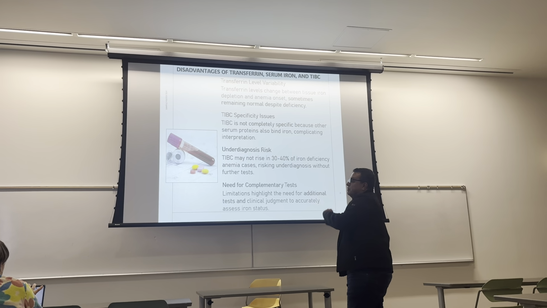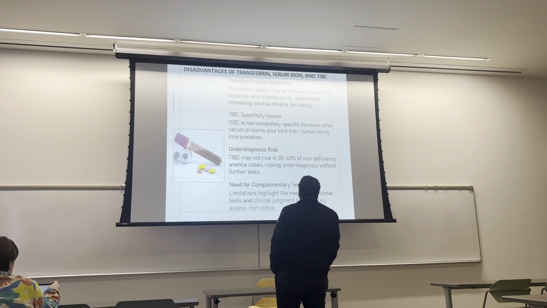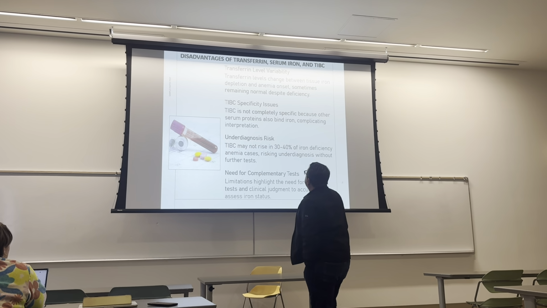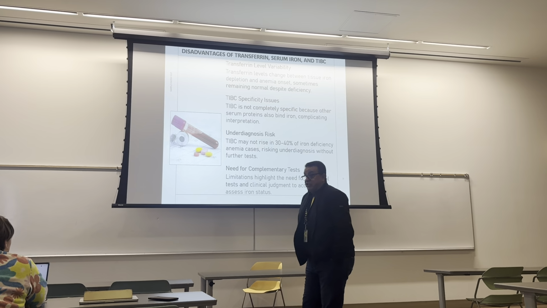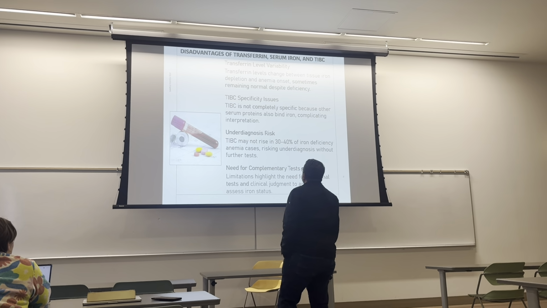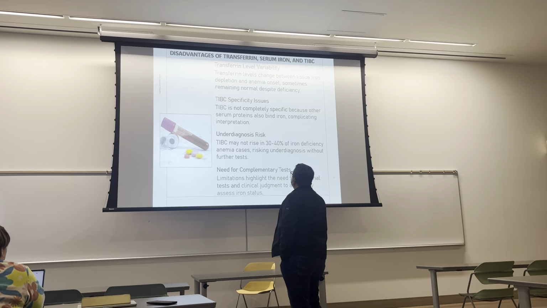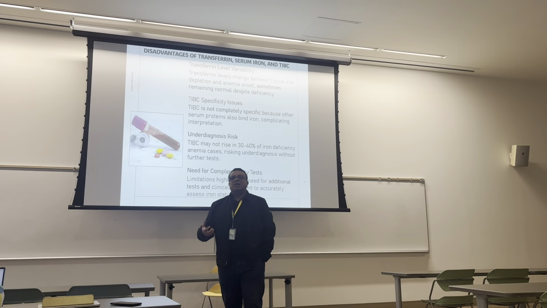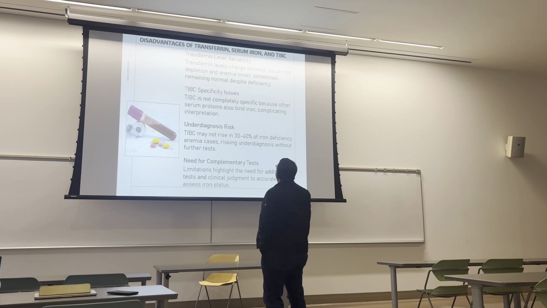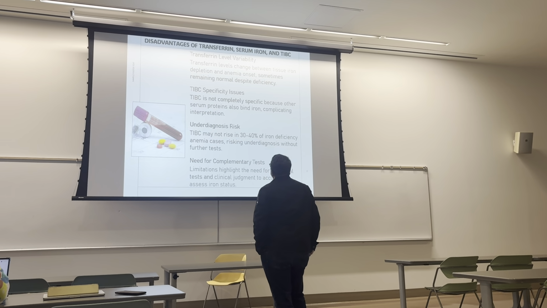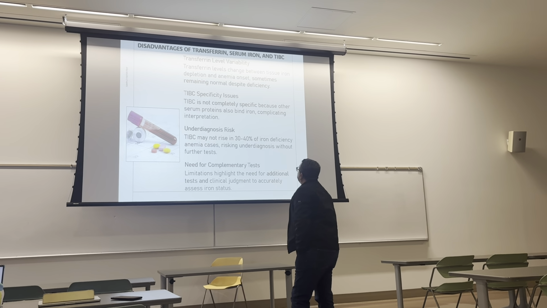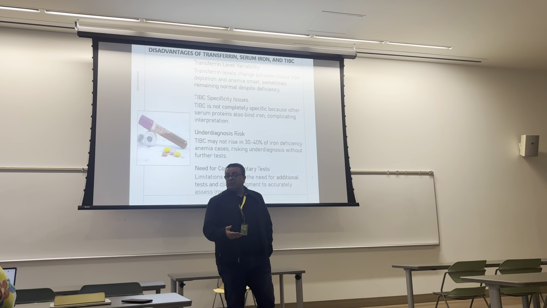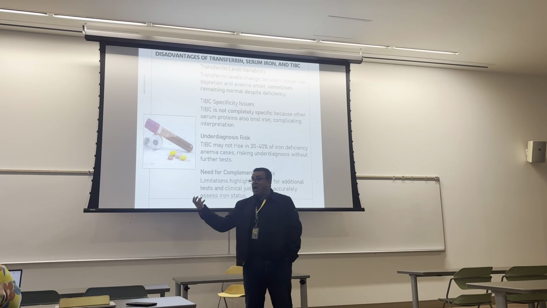Disadvantages: as we said, it can be affected by inflammation. Changes occur between the tissue's iron depletion and anemia onset, sometimes remaining normal despite the deficiency, which gives me a wrong result. Total iron binding capacity has a specificity issue. It is not completely specific because other serum proteins also bind iron. Some proteins other than transferrin can bind iron.